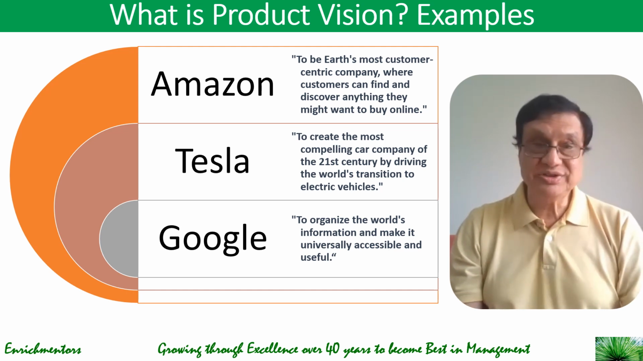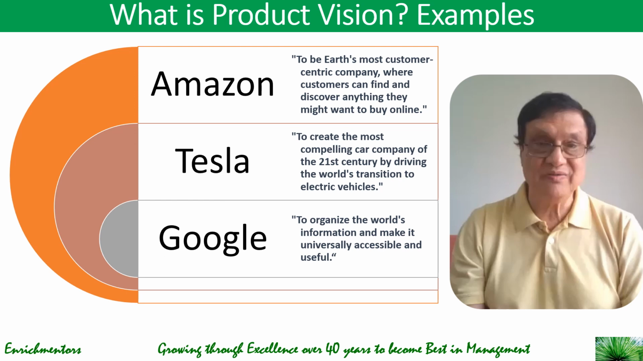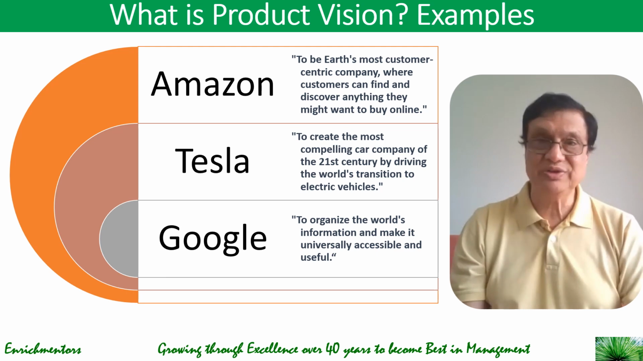So a product vision serves as a foundation, right, on which the strategies, roadmaps, and decisions are built. It guides the teams in making choices that are in line with the overarching purpose or direction of the product. As the product evolves, the vision may be refined or adjusted, but it should always provide a clear sense of where the product is headed in the long run. So you get an idea of the product vision?